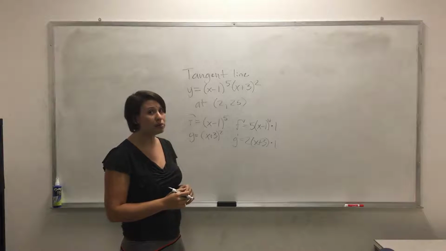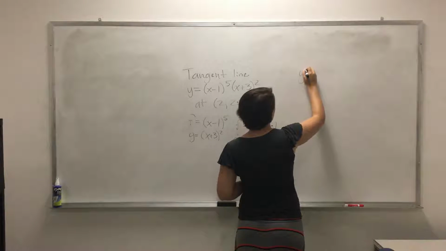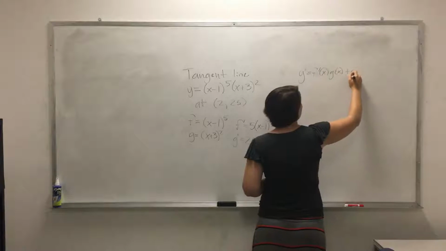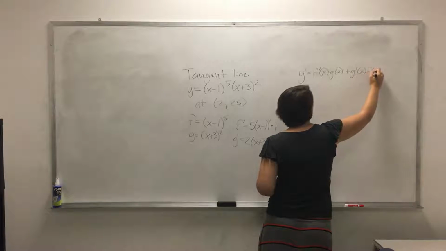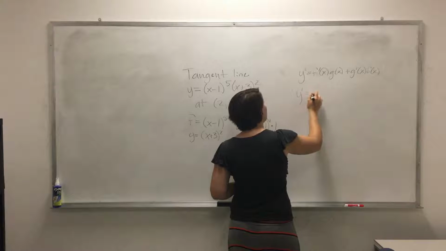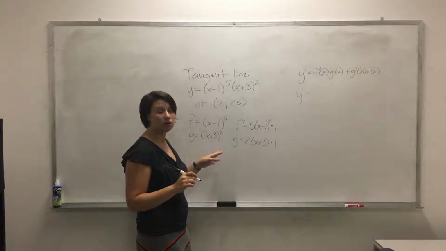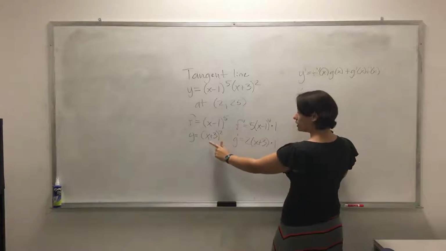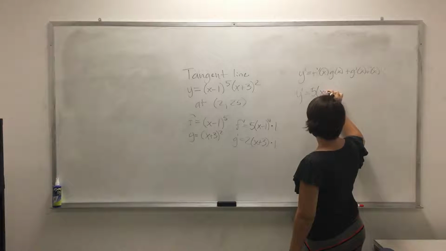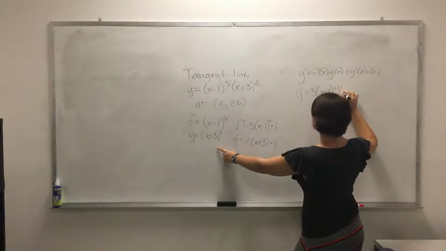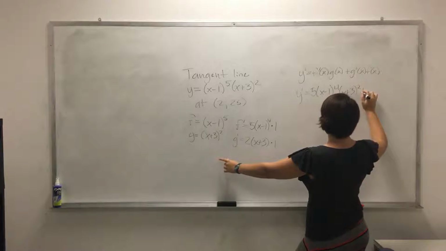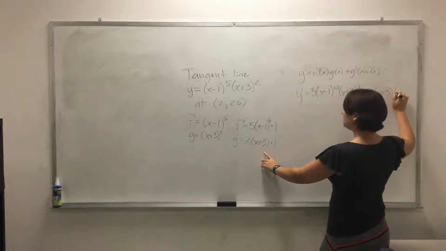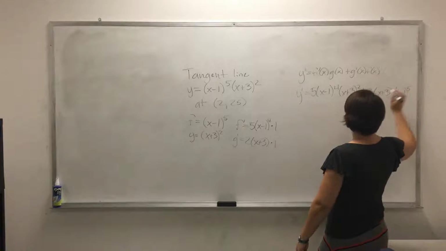Now we use the product rule formula. We need to remember the product rule formula is f prime of x times g of x plus g prime of x times f of x. So, using things that we found, right, f and g and f prime and g prime, we can plug in. So f prime times g, 5(x minus 1) to the 4th times (x plus 3) squared, plus g prime times f, 2(x plus 3) times (x minus 1) to the 5th.